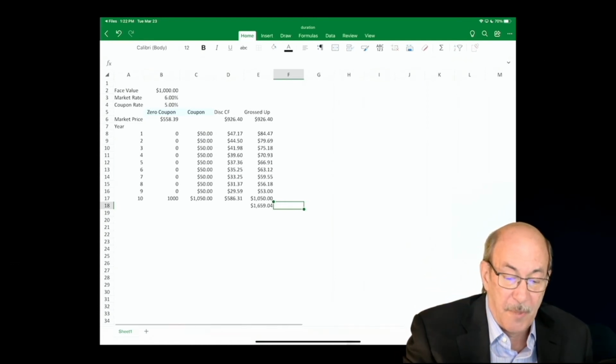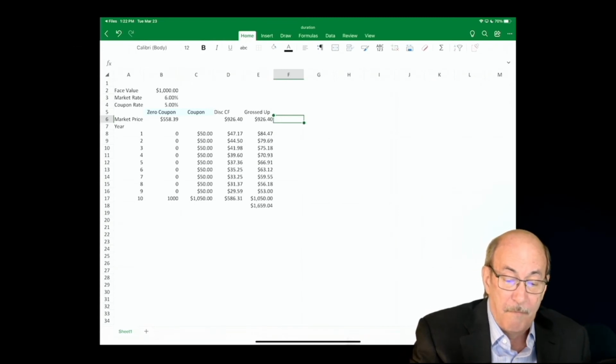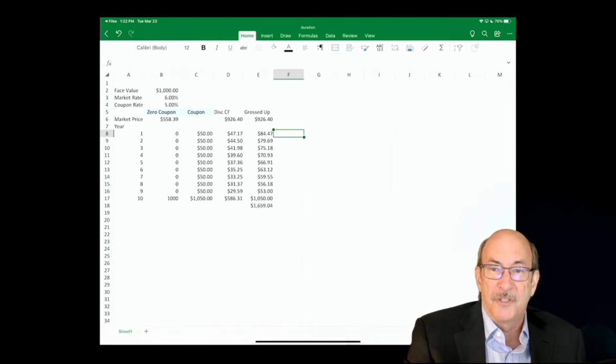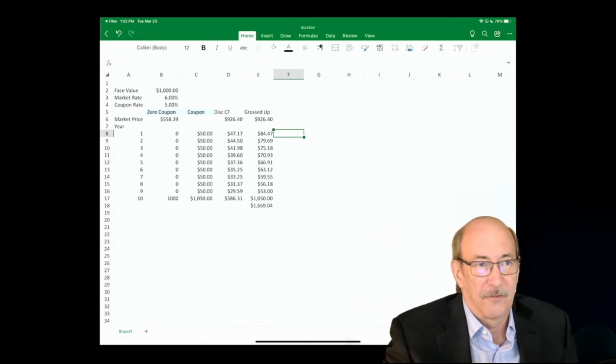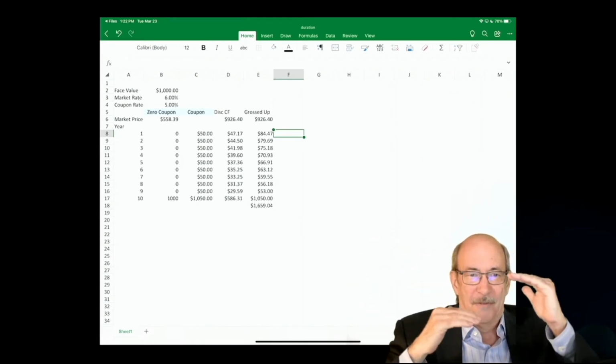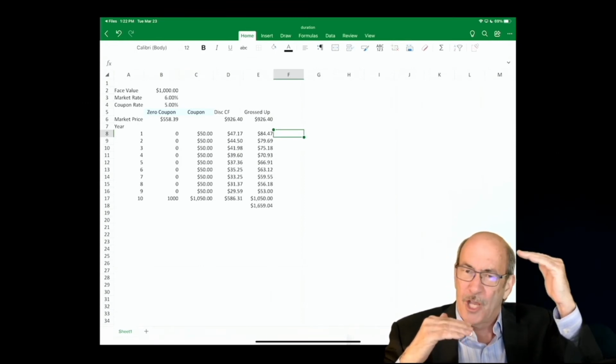So the value of our bond drops down to $926.40, but the reinvested coupons get reinvested at this higher rate. So we actually get more out of those things. So we've got this: price drops, but the value of our reinvested coupons goes up.